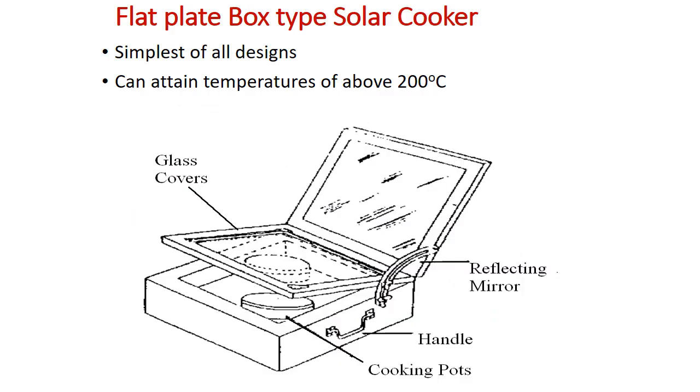Now, yet another application of flat plate collector, that is the flat plate box type solar cooker. This is generally used in many villages of northern India. Generally they use coal for cooking, and by using solar energy, no fuel is required, no pollution, and we can attain temperatures of above 200 degrees centigrade using the flat plate box type solar cooker.